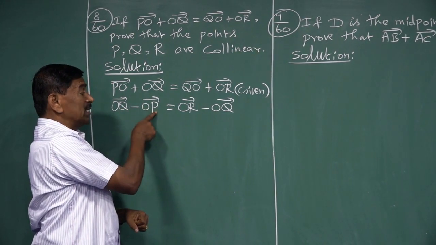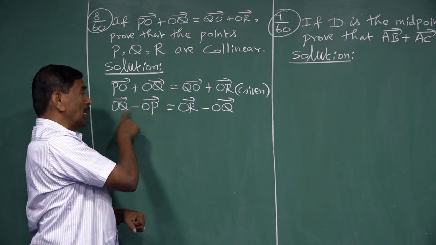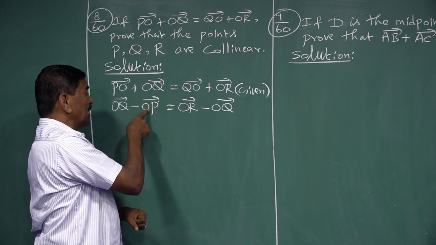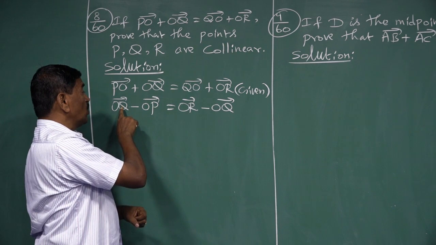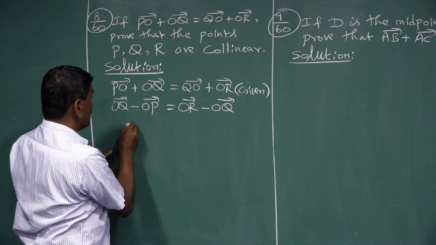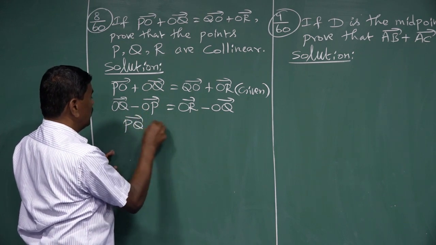OQ vector minus OP vector is of the form? Good. Second minus first. Second minus first means here second minus first. Here capital P is the first point and Q is the second point. So OQ minus OP is equal to PQ vector. So which is equal to second minus first. Therefore PQ vector.